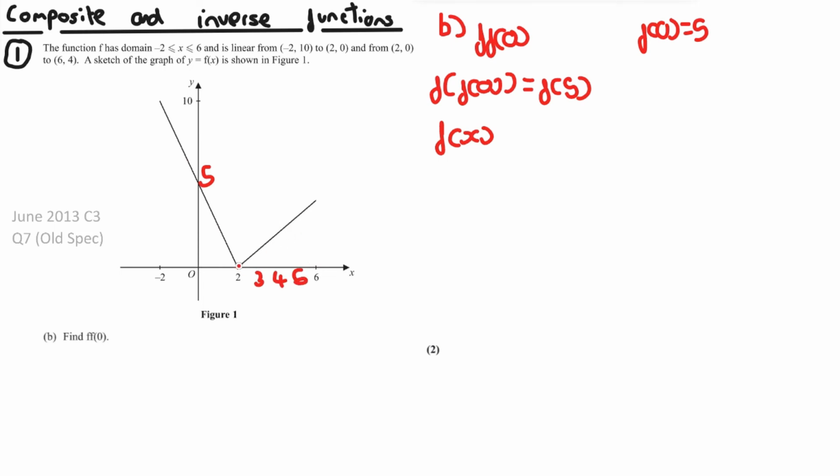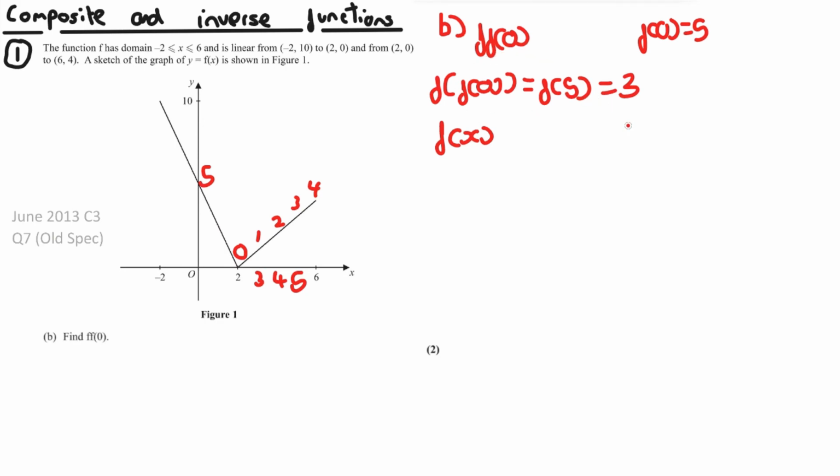You could use the same thing and find the equation of this line and figure it out by that. But another way that you could do it is realizing that this is 2, 0, and it says here that this is 6, 4, and then this is just going to be a progression 1, 2, 3, like this. So this is 3, 1, this is 4, 2, and therefore this is 5, 3. So therefore f of 5 is equal to 3. And this is the final answer. f of f of 0 is equal to 3.